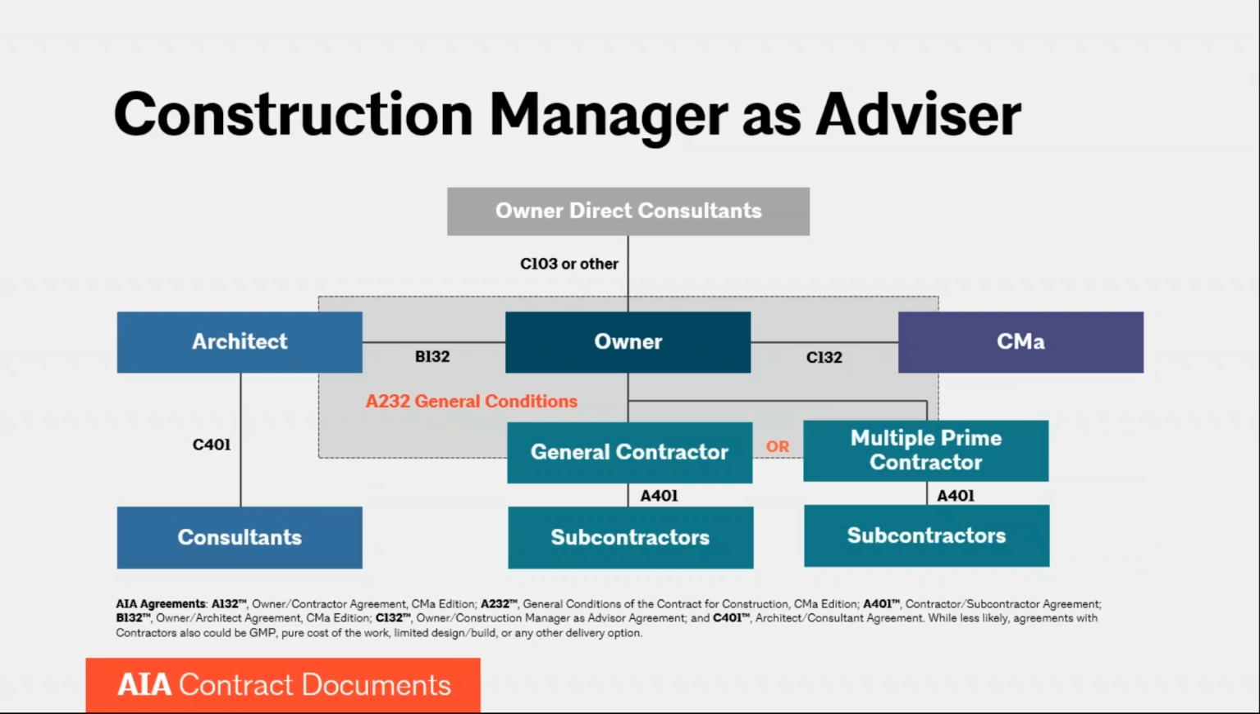The construction manager as advisor delivery method includes a third-party advisor to the owner known as the CMA, who provides pre-construction services. The CMA does not provide construction work, but manages and coordinates the contractors hired by the owner. In this delivery method, the CMA and the architect perform construction administration services, and because of this, it requires a different general conditions document, which is numbered A232 and denoted in the gray box in the center. Next slide.